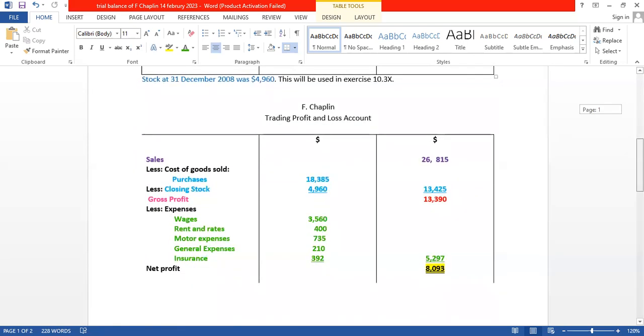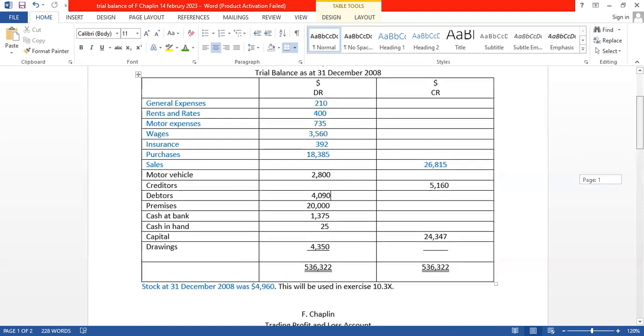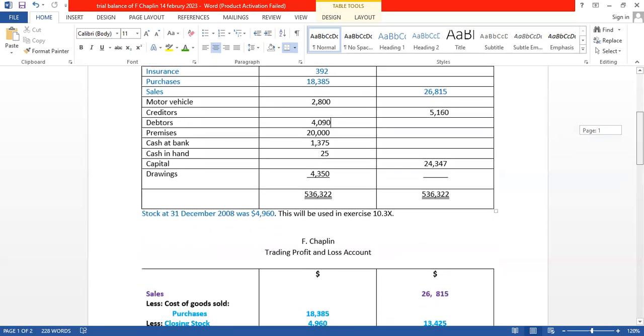Right, so this is what our trading profit and loss account looks like for F. Chaplin, and this is how we have arrived there. If you were to look back at the format of the trading and profit and loss account, you would see all this. Of course, some profit and loss accounts will show carriage inwards and carriage outwards, return inwards and return outwards. So if it is there, you would also have it there. But based on what we have seen in the trial balance, it does not have return outwards and return inwards or carriage inwards and carriage outwards. So we work with what is on the trial balance.